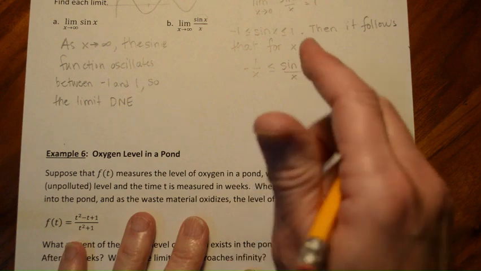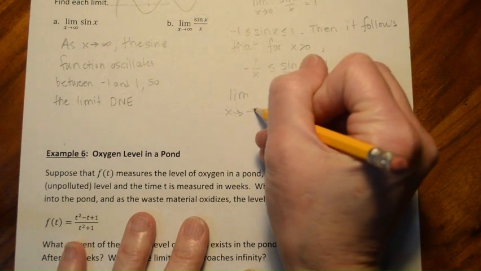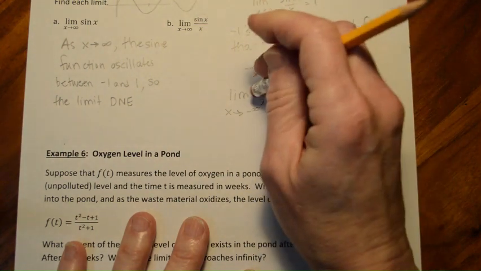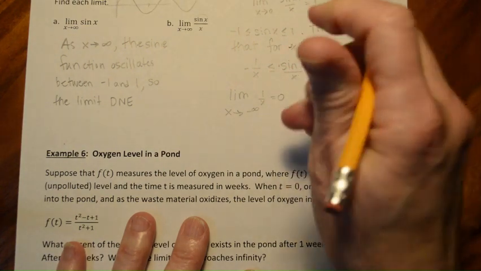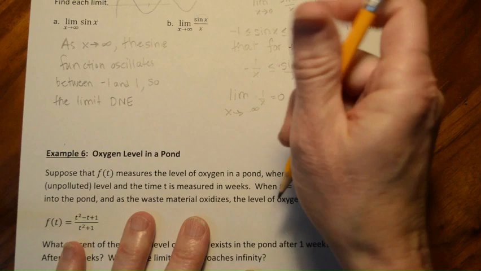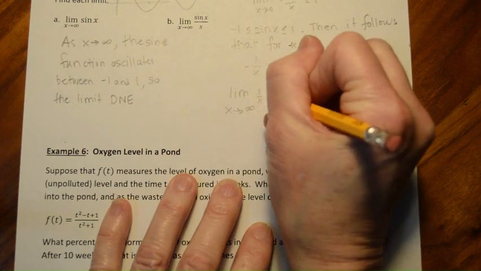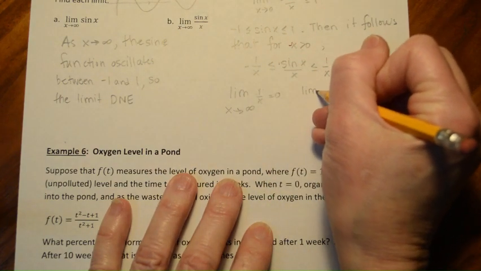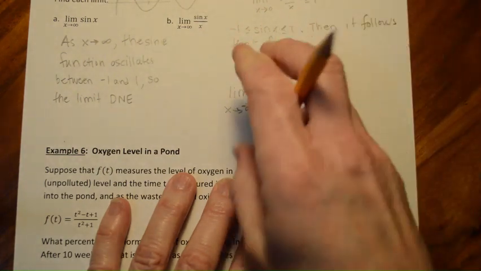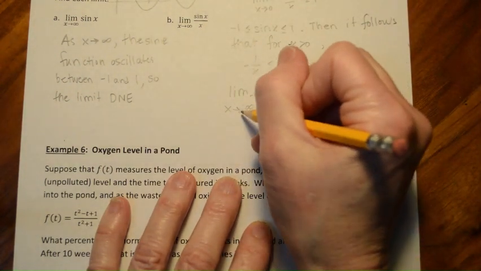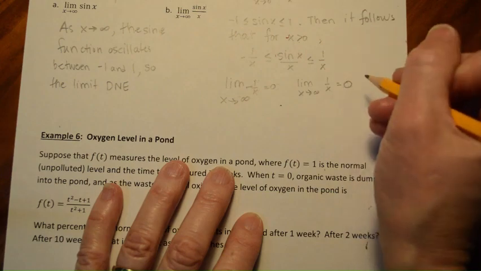All right, we know that the limit as x approaches infinity of 1 over x is going to be 0. Sorry, I think this is supposed to be the limit as x approaches infinity. I said it and then I still wrote it wrong. The limit as x approaches infinity of -1 over x is 0. The limit as x approaches infinity of +1 over x is approaching 0.